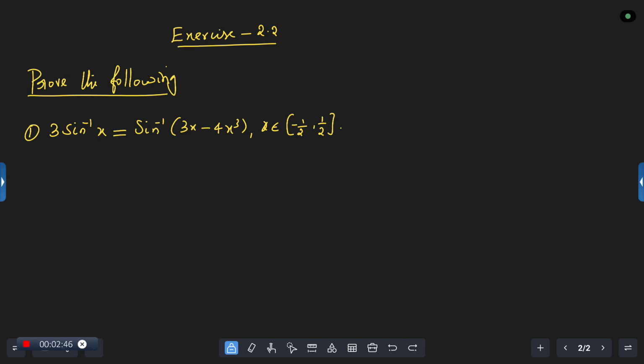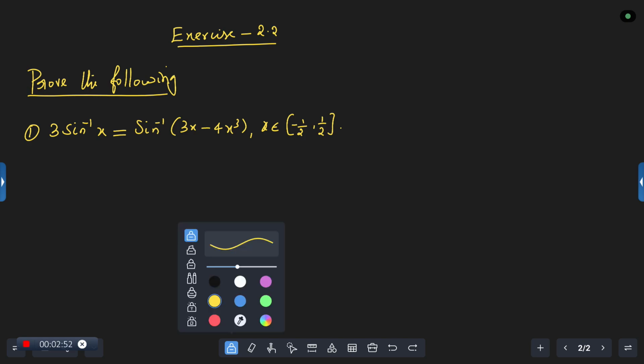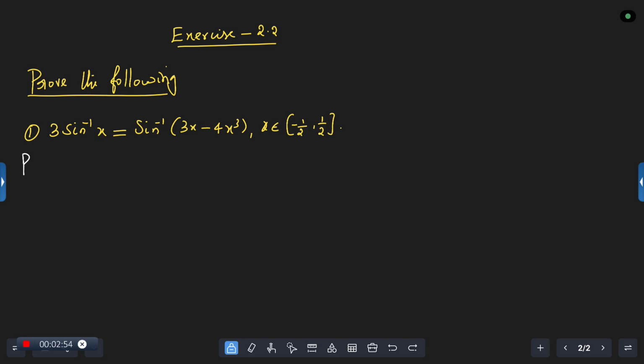Whether you got such a sum, the proof of this, yes, proof. What is given here? Left hand side, right hand side. You should take the right hand side. What is the right hand side? Sin inverse of 3x minus 4x cube.